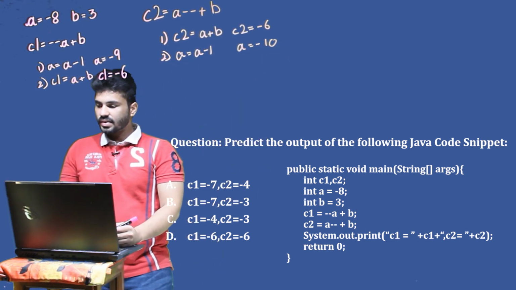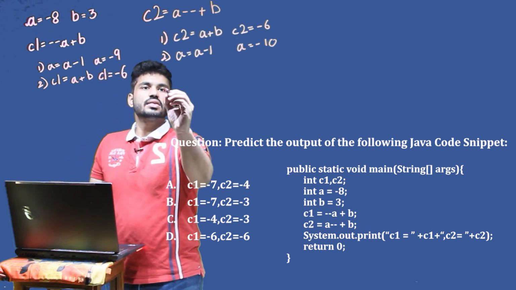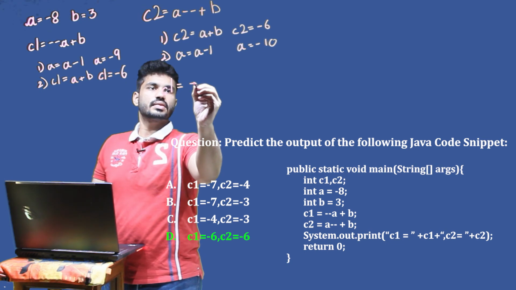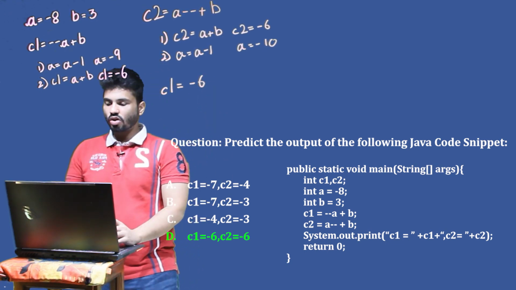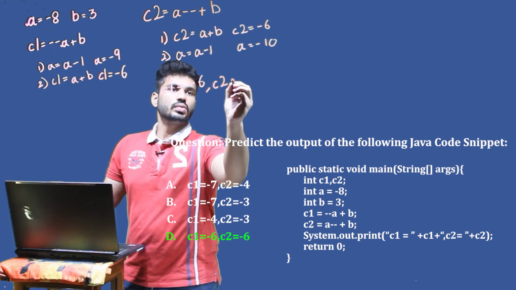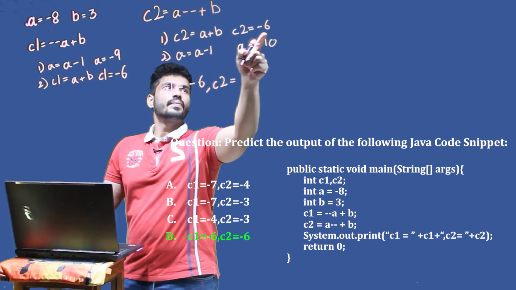Now we are printing C1 equal to C1. So C1 equal to minus 6, comma C2 equal to C2. So comma C2 equal to minus 6.